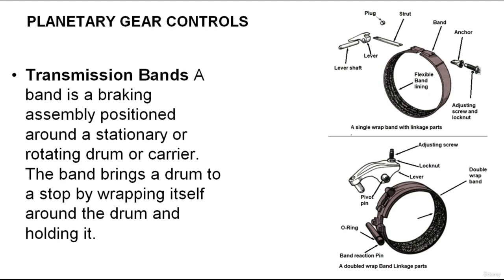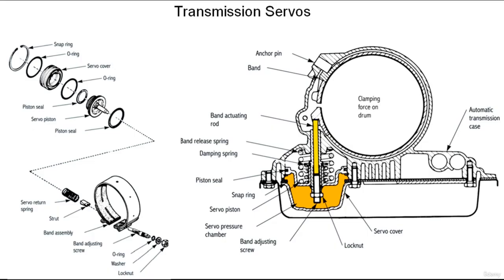Also, we have the transmission servos. The servo assembly converts hydraulic pressure into a mechanical force that applies a band to hold a drum stationary. Simple and compound servos are used to engage bands in modern transmissions. Simple servo. In a simple servo, the servo piston fits into the servo cylinder and is held in the released position by a coil spring.